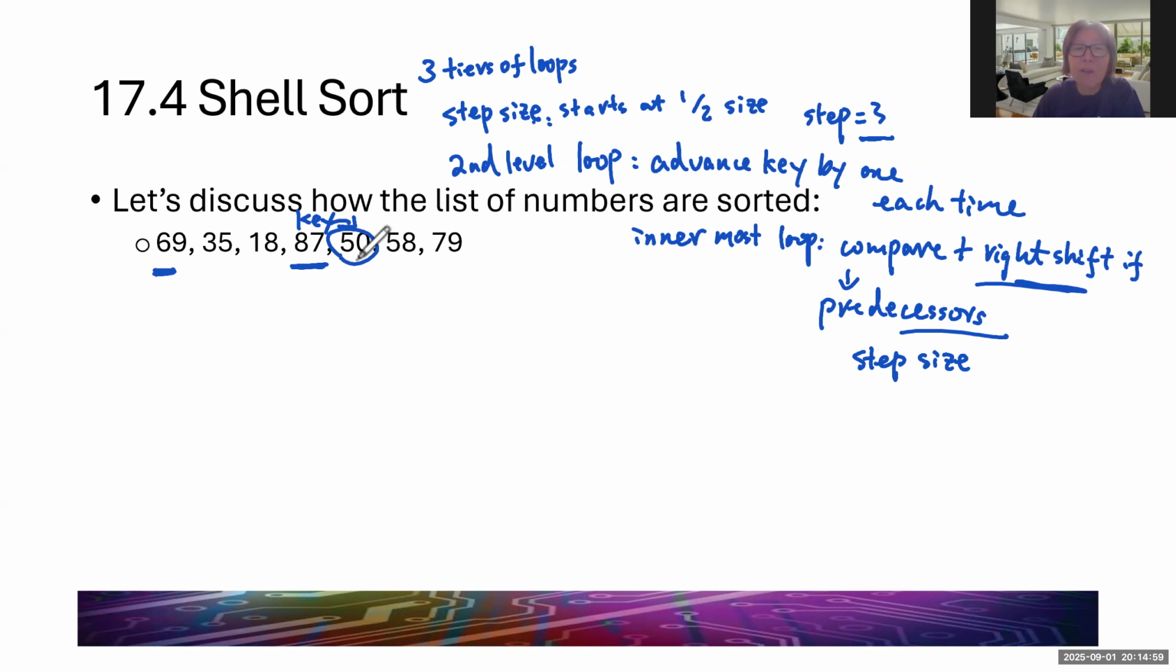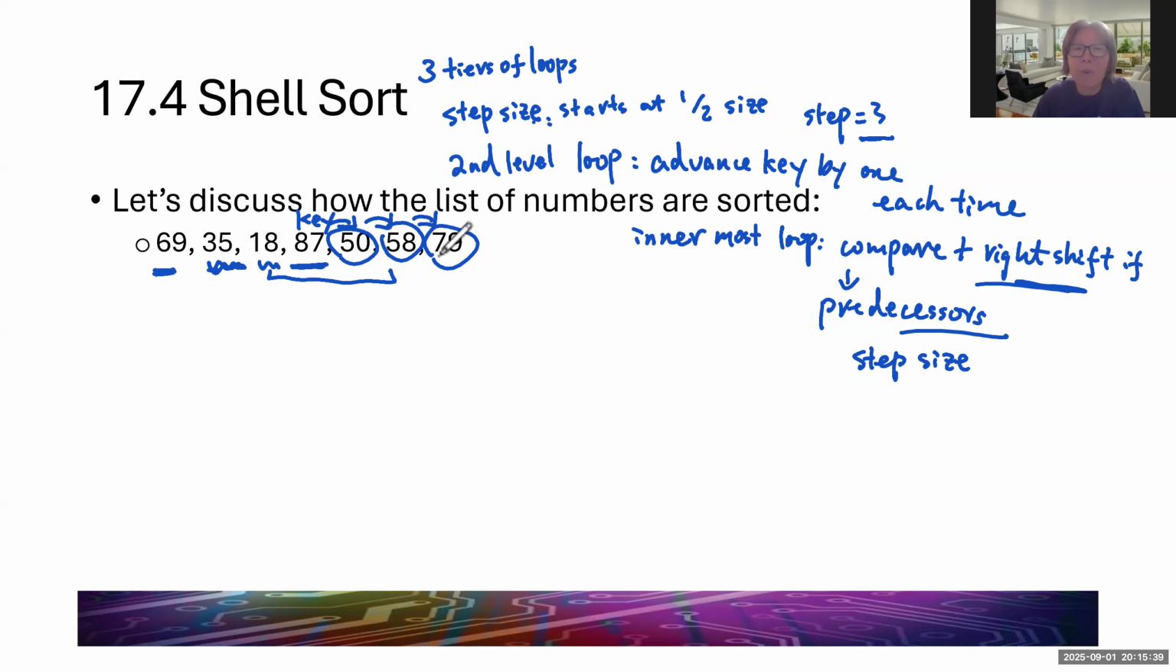Okay, so this time 50. Then you compare with the step size away. So it's 35. This one is also smaller, so there is no need. Okay, and then you advance. So now it's 58. Then you compare with the step size away. Okay, so we can clearly see there is no need to do the right shift. Okay, and then you compare with the last one, 79, you advance the key.